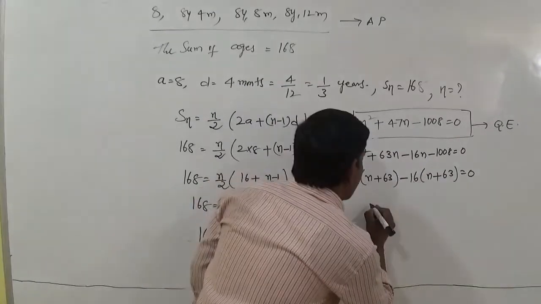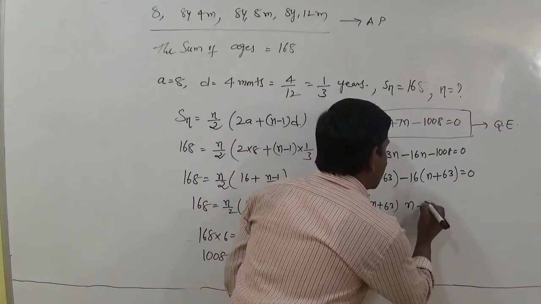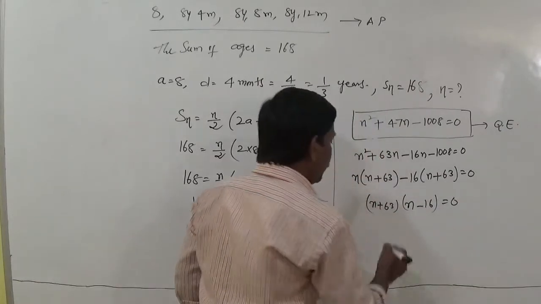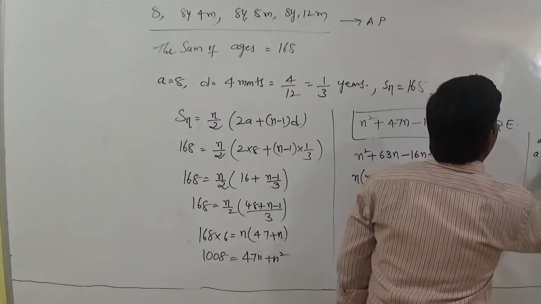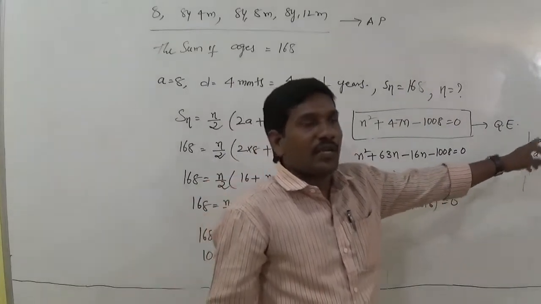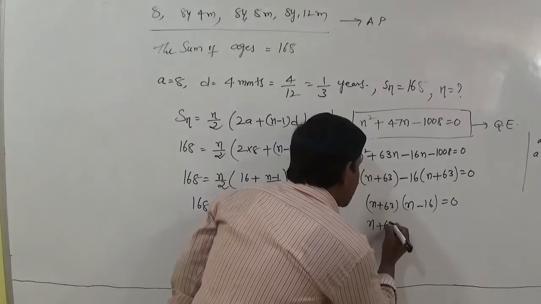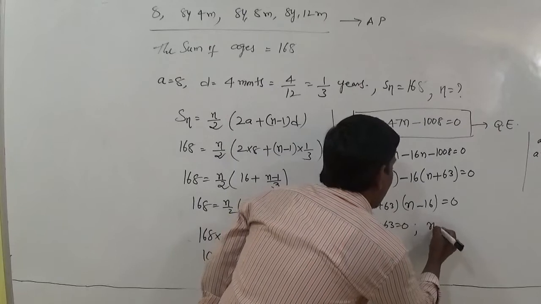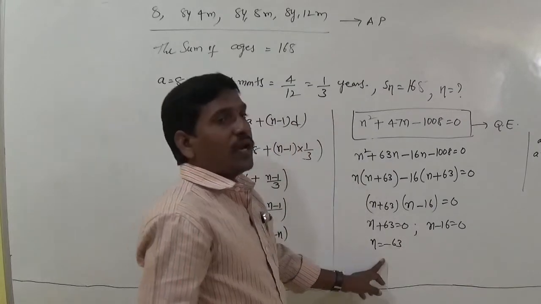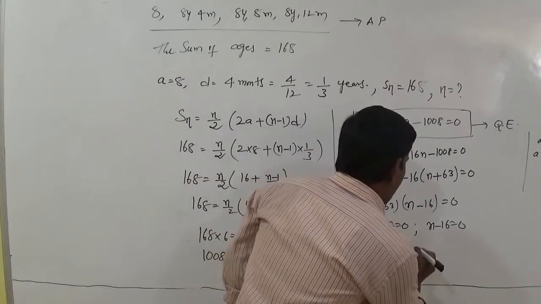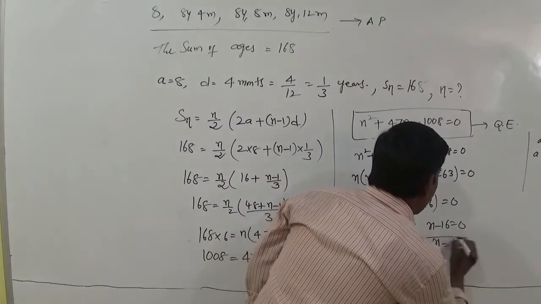Here what is the common expression? N plus 63 is the common expression, and the remaining is n minus 16 equal to 0. Okay. If a into b equal to 0, we can take a equal to 0 and b equal to 0. So n plus 63 equal to 0, n minus 16 equal to 0. So here n equal to minus 63. N should not be negative here, so you should not consider it. n equal to 16.